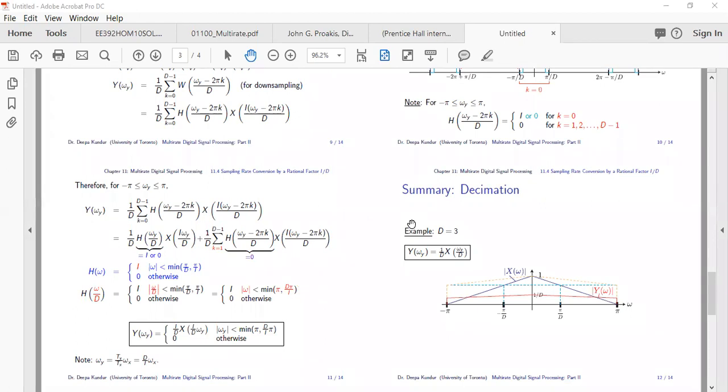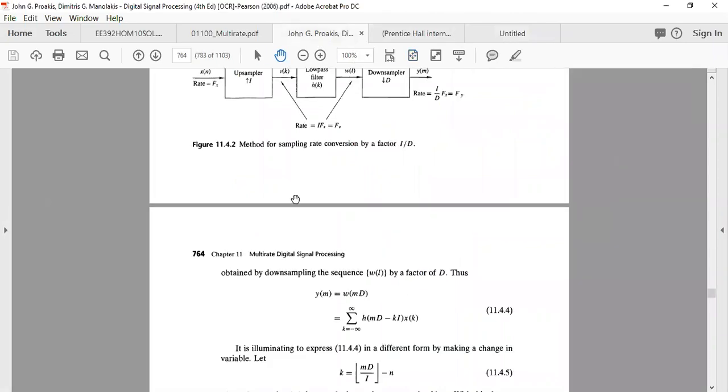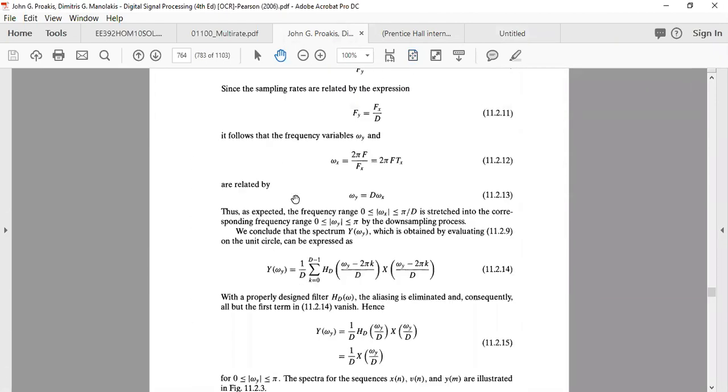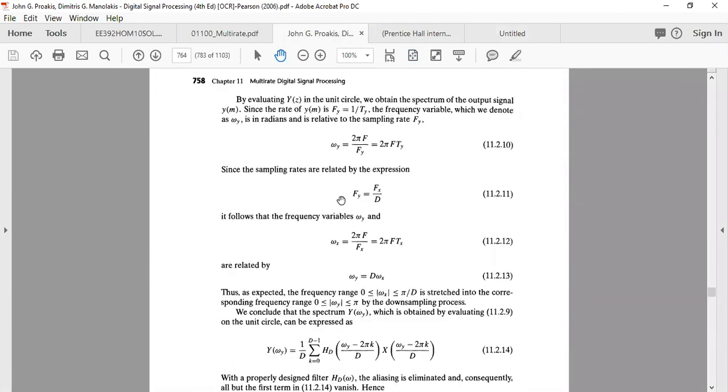So this was just in terms of omega, but now you can see in the textbook, whatever is happening in the omega value is opposite in terms of normal linear frequency. When we are dealing with a frequency variable, not radians, you can see these are opposite to each other. When we had f of y equal to f of x upon d, for the omega part it will be omega y equal to d upon omega x, isn't it?